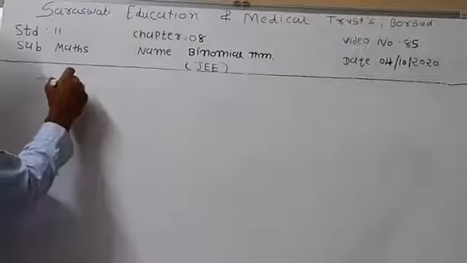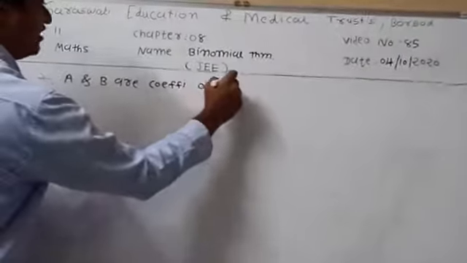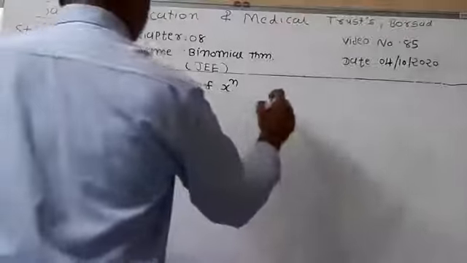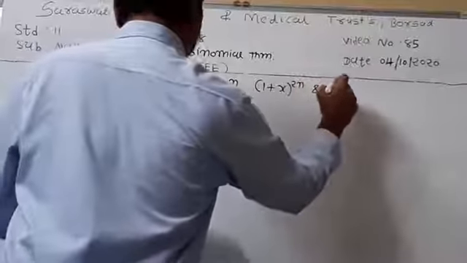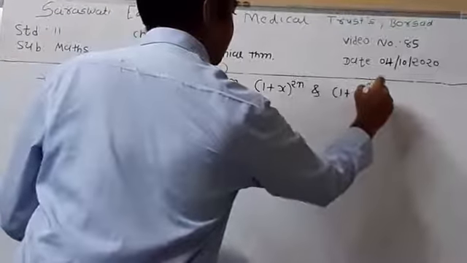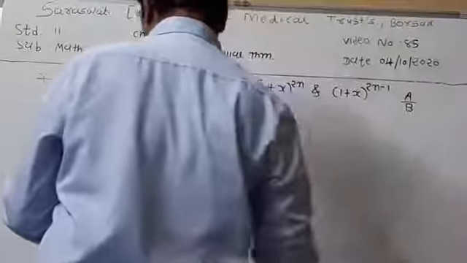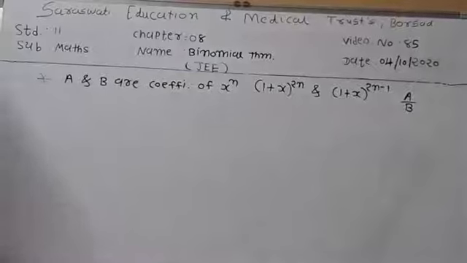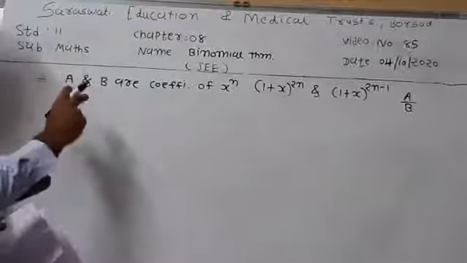If A and B are coefficients of x raised to n in the expansion of (1 plus x) raised to 2n and (1 plus x) raised to 2n minus 1 respectively, then find out A upon B. So first of all, here A is the coefficient in (1 plus x) raised to 2n and B is the coefficient in (1 plus x) raised to 2n minus 1.